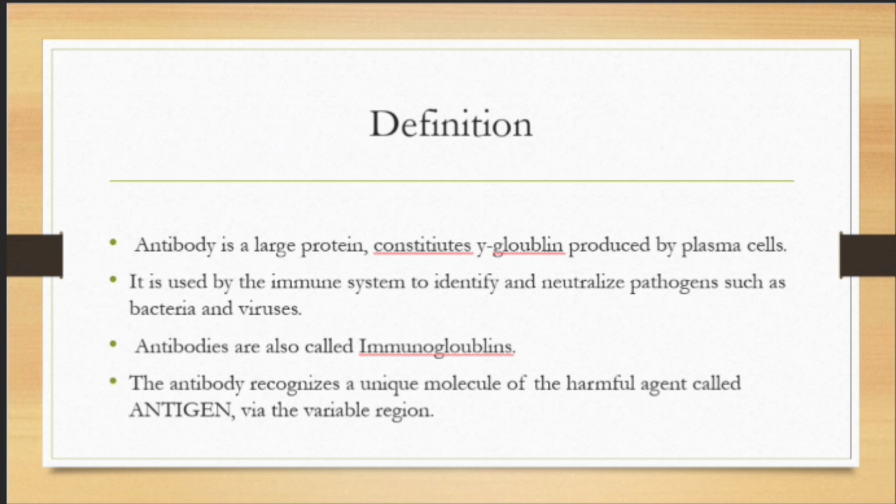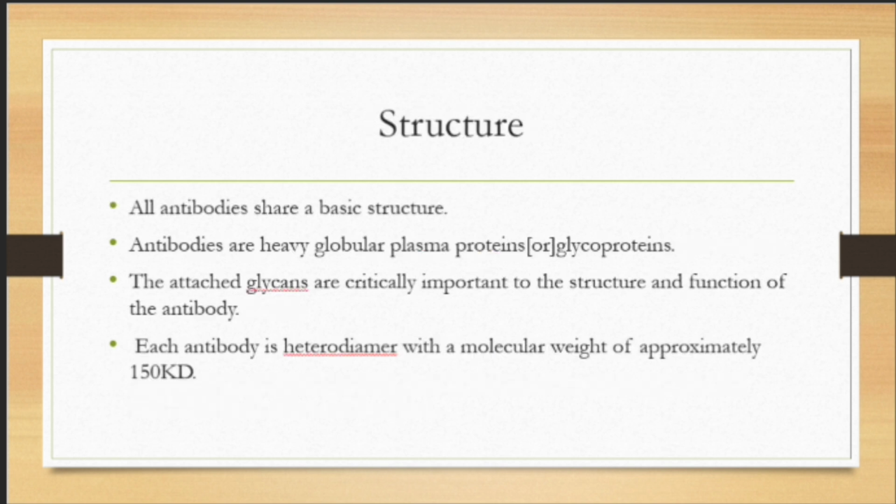Antibody is a large protein, a white globulin produced by plasma cells. It is used by the immune system to identify and neutralize pathogens such as bacteria and viruses. These antibodies are also called immunoglobulins. The antibody recognizes a unique molecule of the harmful agent, called an antigen, through the variable region.